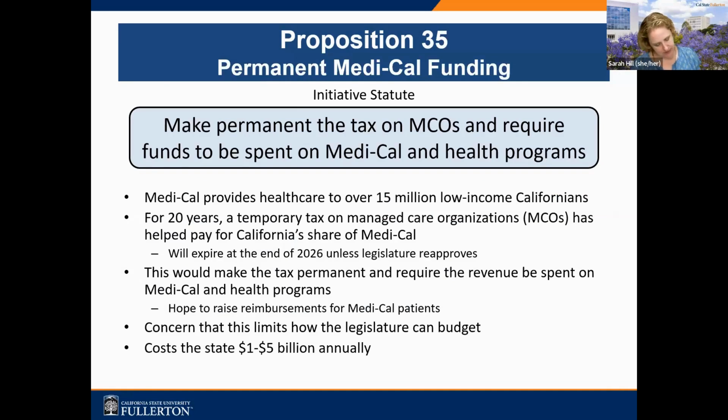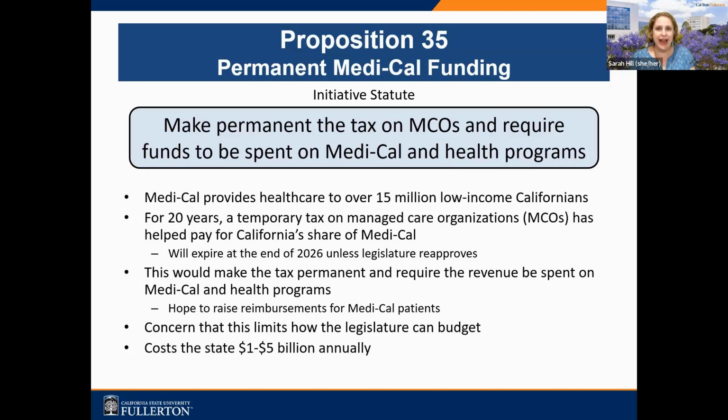Oh, Prop 35. I think this is the most complicated one on the ballots. And I had to do a lot of reading, and I still have a hard time fully wrapping my mind around this. So this is Medi-Cal funding. It would make a specific tax permanent to support Medi-Cal funding. So what does this do? Medi-Cal is California's version of Medicaid, which provides health care to low-income Californians. I've seen different estimates, but over 15 million Californians make use of Medi-Cal. So it's a huge program.